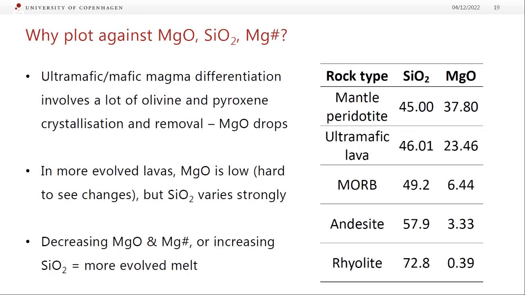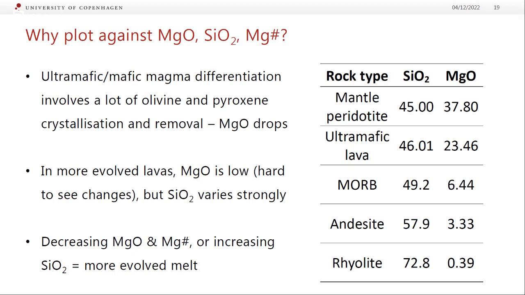Okay, yeah, so I probably should have put this a bit earlier. Why do we plot against magnesium, silicon, and Mg number? When we're crystallizing ultramafic or mafic magmas, a lot of olivine and a lot of pyroxene crystallize, and both of those drop the MgO. If we look at it really crudely, as we go from a mantle peridotite to an ultramafic lava to a basalt, a MORB here, then the MgO drops a lot, right? This is a huge difference.